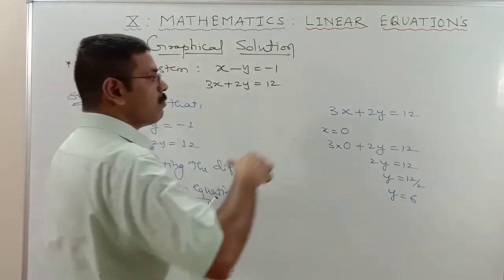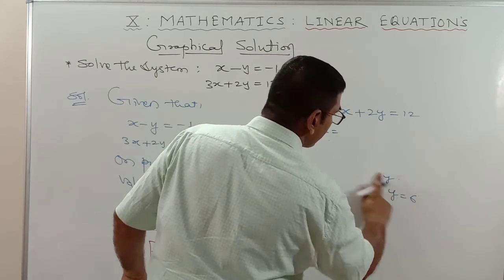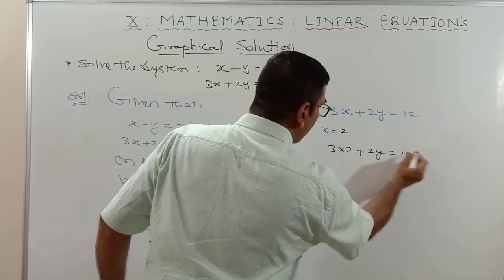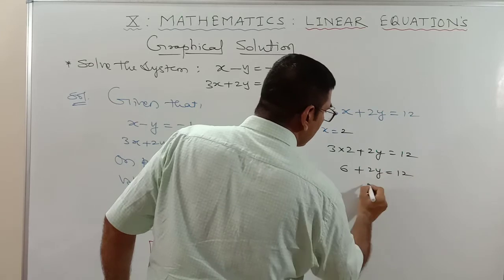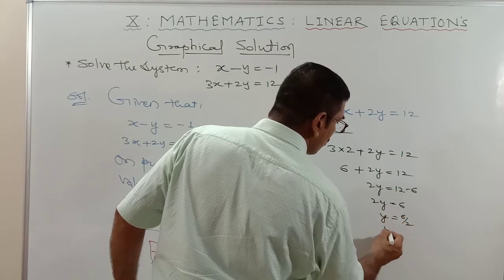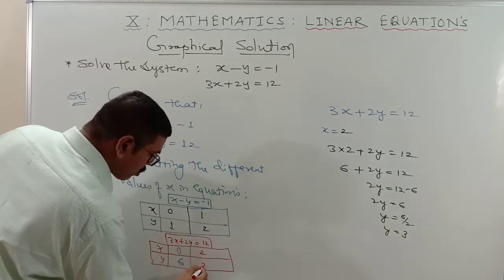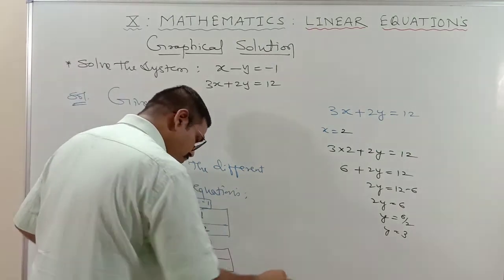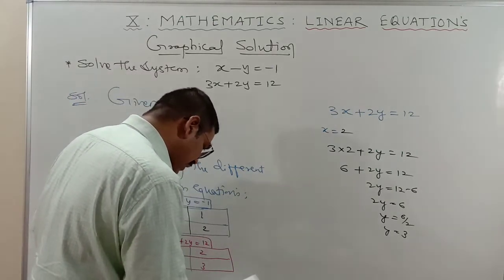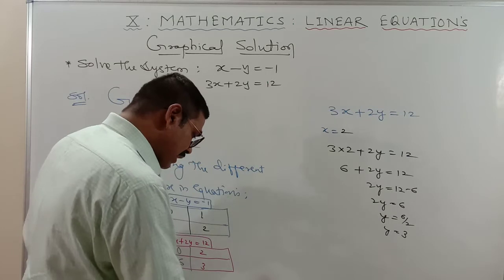Okay, now we are putting one more value of x in the same equation. Suppose x is equal to 2. So 3 into 2 plus 2y is equal to 12. 6 plus 2y is equal to 12. 2y is equal to 12 minus 6. 2y is equal to 6. y is equal to 6 by 2. y is equal to 3. Means for x is equal to 2, y is equal to 3. Is there any doubt? I don't think you are having any doubt. Is it clear? That's very simple.